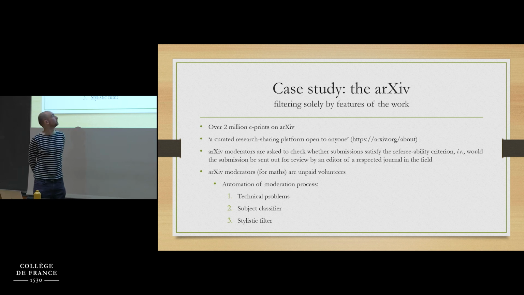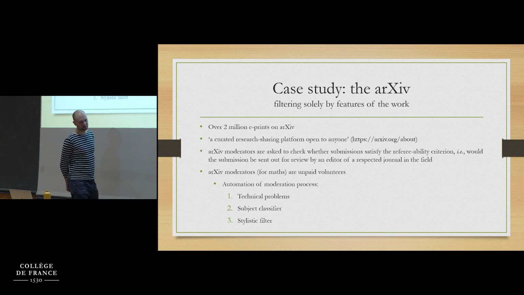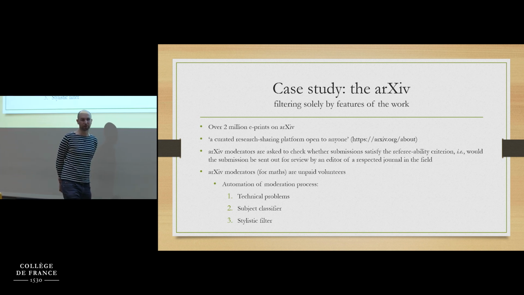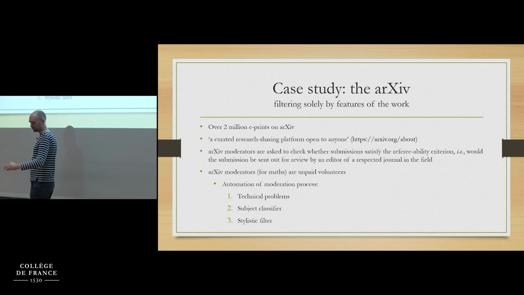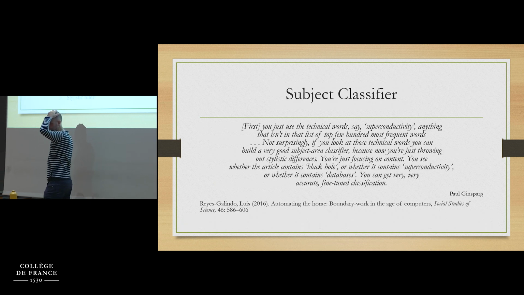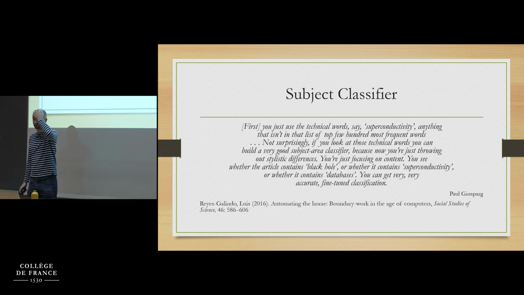So what has happened is there are now these kind of 3 filters. One is just for technical problems, by checking that it's not the same submission uploaded twice, or that name and email address are mangled up or something like this, right? It's just technical problems ensuring that the submission is done in the proper way. And then there are these subject classifier and stylistic filters. And here is Paul Ginsparg to explain what that might be.